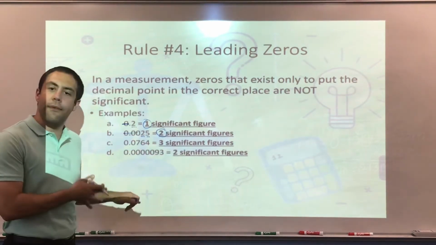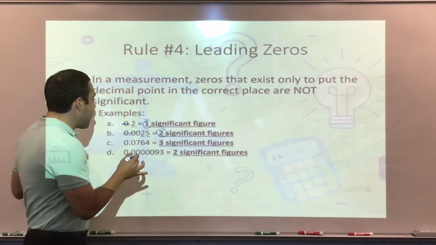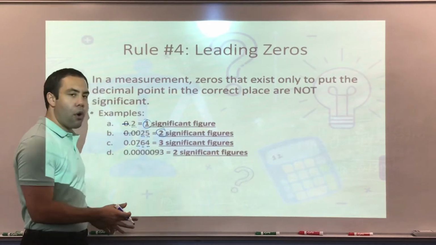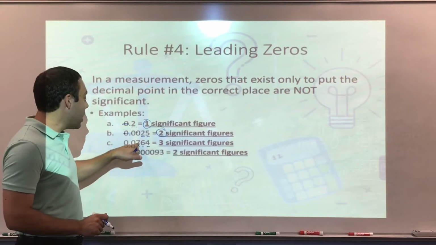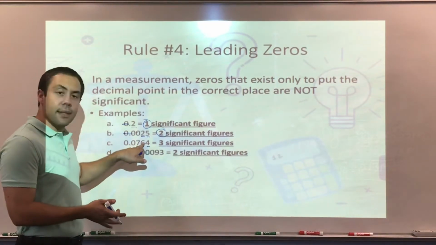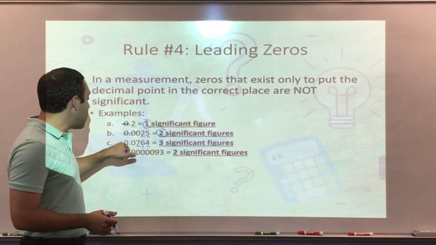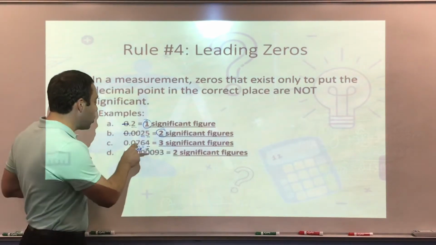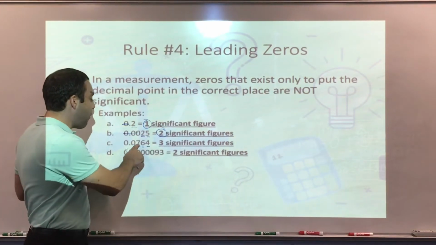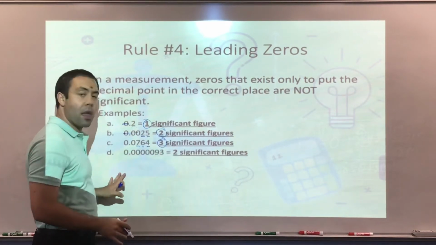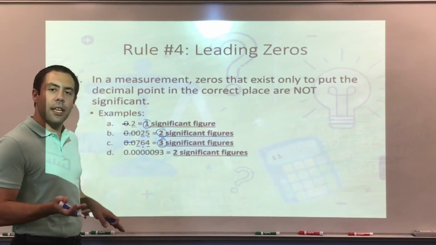For letter C, very similar. 0.0, they're just there to make sure the 7, the 6, and the 4 are in the correct decimal location. So we have the 7 in the 100th spot, the 6 in the thousandth spot, and the 4 in the 10,000th spot. So those two zeros are only there to make sure the 7 and the 6 and the 4 are in the right locations. Therefore, 7, 6, and 4 are significant. The two zeros are not, so our value here for letter C has 3 significant figures.